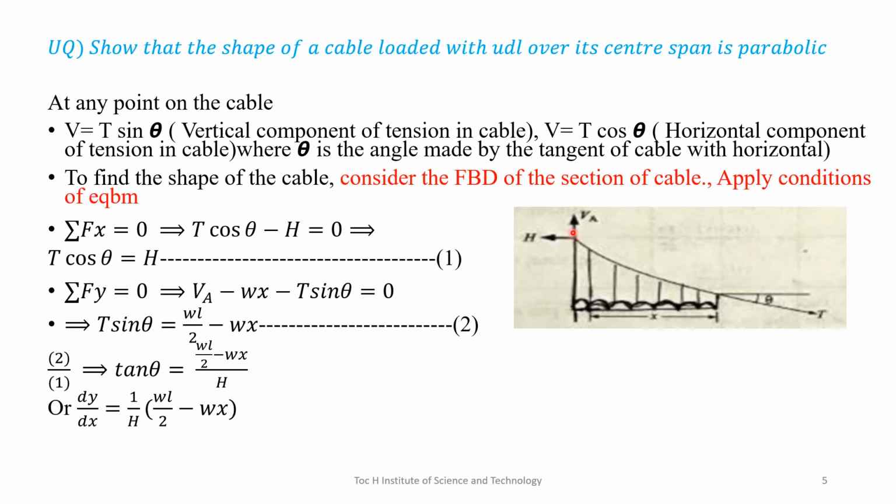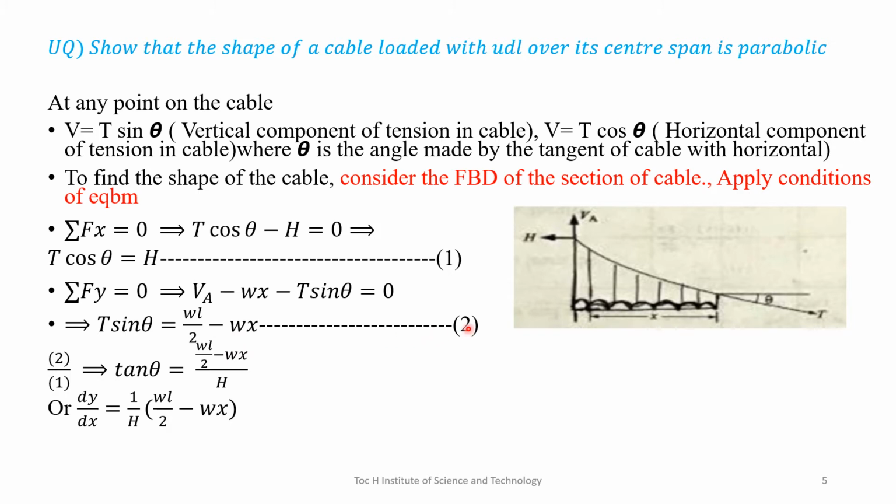Okay, now to find the shape of the cable, consider the free body diagram, and we need to analyze this section. For that, apply the conditions of equilibrium, that is sigma Fx equal to 0, which implies T cos theta minus H is equal to 0, that is T cos theta equal to H, and put it as equation number 1. Then sigma Fy equal to 0, which implies T sin theta is equal to VA minus WH, and applying the value of VA, that is WL by 2 minus WH, put it as equation number 2.